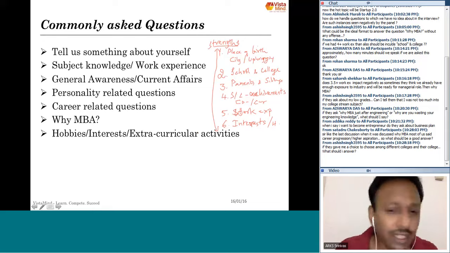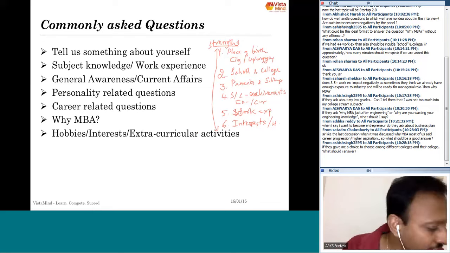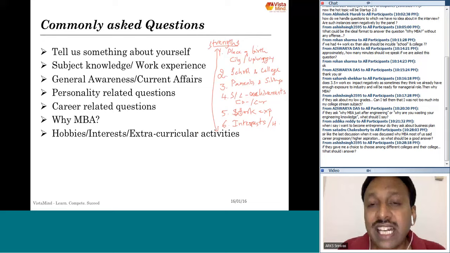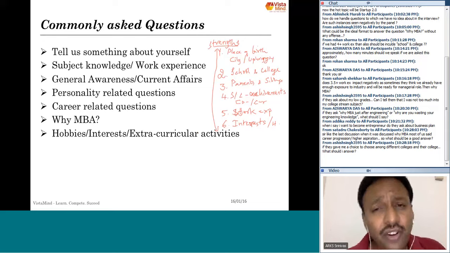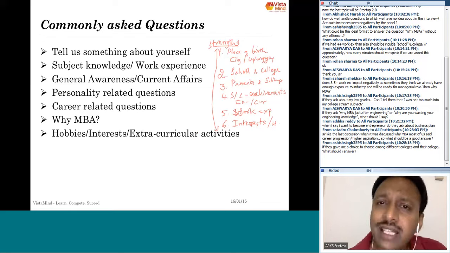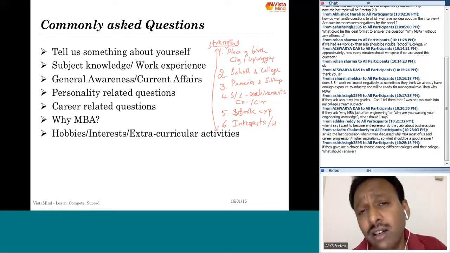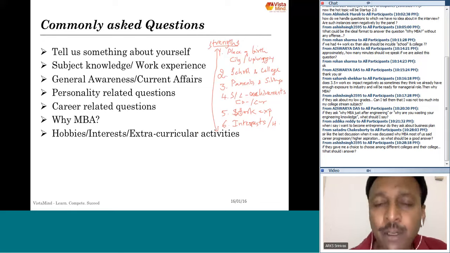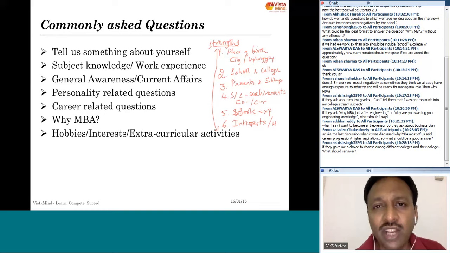Last but obviously not the least, the most commonly marked questions are hobbies, interests, and extracurricular activities. They can grill you in that area too. For example, you say, I'm interested in cricket. They can get into understanding whether Dhoni should be replaced even for one-day internationals and T20, or do you think it was a good idea to have two different captains for different formats of the game? Such kind of questions can be asked, even in a simple area like cricket.